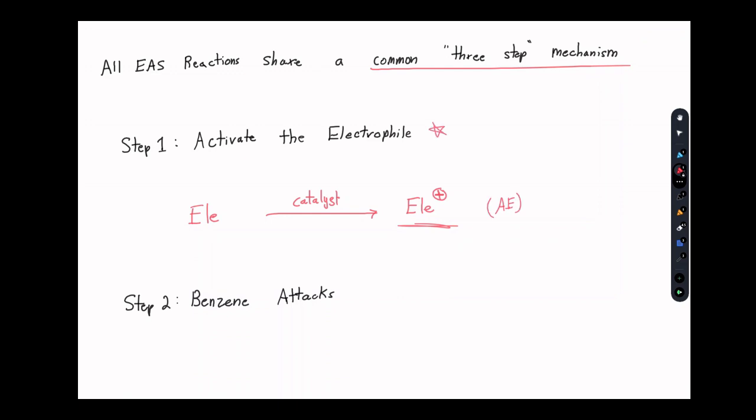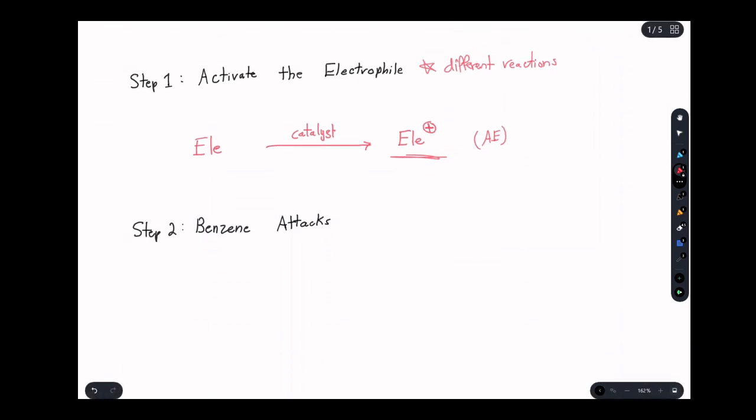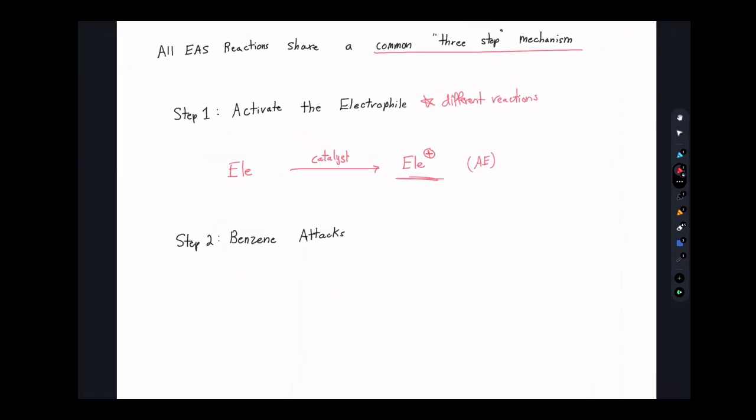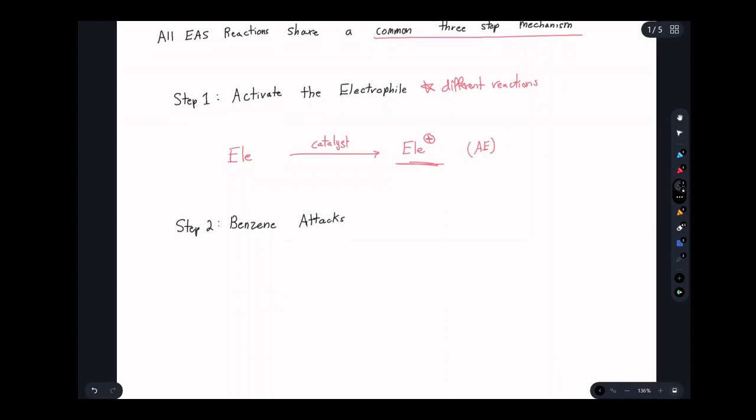This is kind of my shorthand, a positive electrophile, or AE for activated electrophile. Importantly, this step will be different for all 5 reactions. After all, those reactions add different groups, and so it makes sense that the activated electrophile will be different. What's interesting is that the next 2 steps are actually the same between all 5 reactions. That's a very useful thing to know. In the second step, benzene attacks.